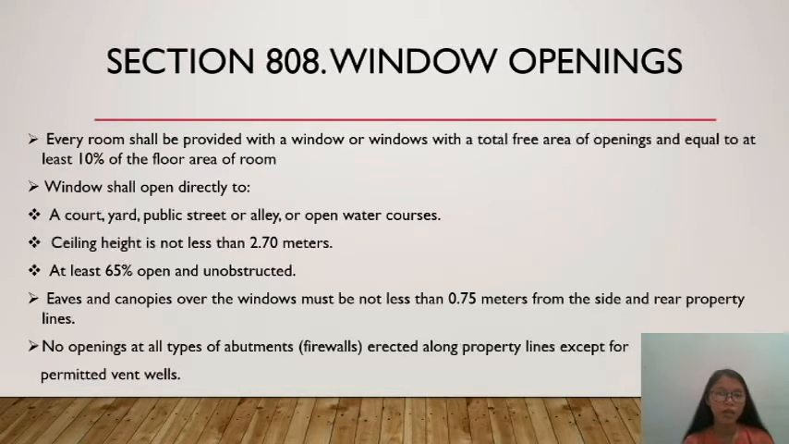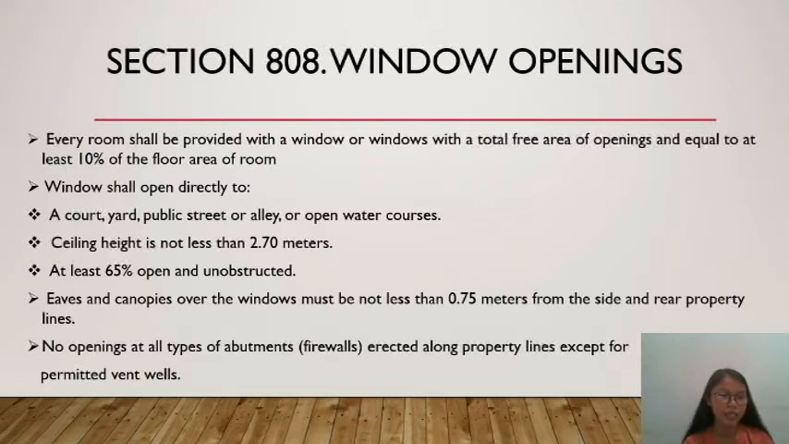So in section 808, window openings. Rooms intended for any use not provided with an artificial ventilation system shall be provided with a window or windows with a total free area of openings equal to at least 10% of the floor area of the room. Windows shall open directly to a courtyard, public street or alley, or open water courses.